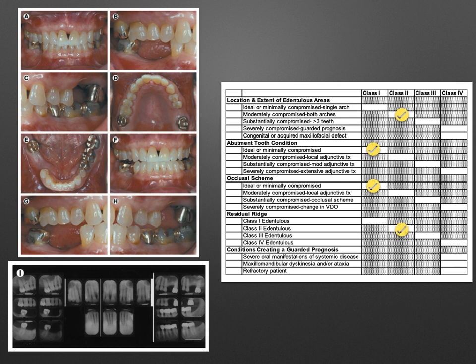Residual ridge. The upper looks fine, but if you look at the lower, you can start to see it's a little bit resorbed in the middle of the ridge. So the ridge is not flat. Right now it's like a U shape, which means something is missing. So that will be considered class 2 here. So how do we define this case? The patient has two class 1, two class 2. So eventually we'll say this patient is class 2, correct?